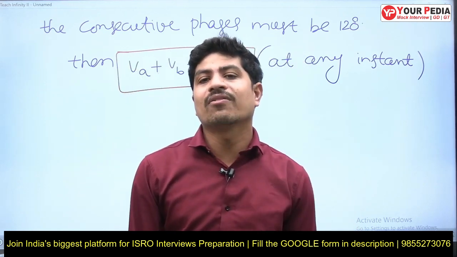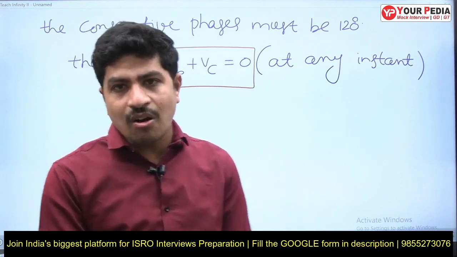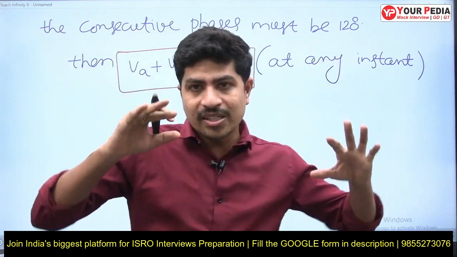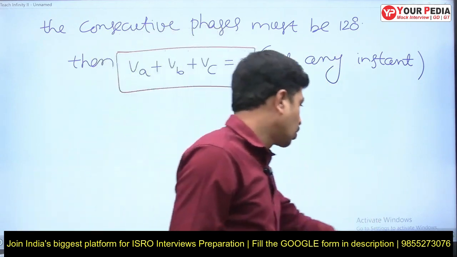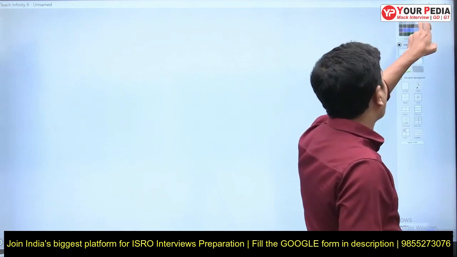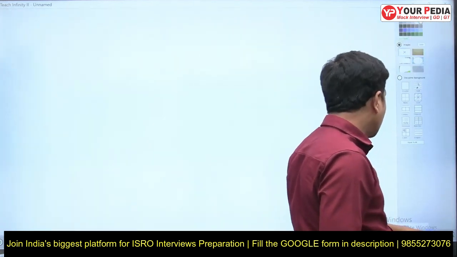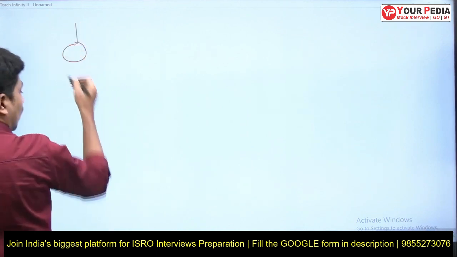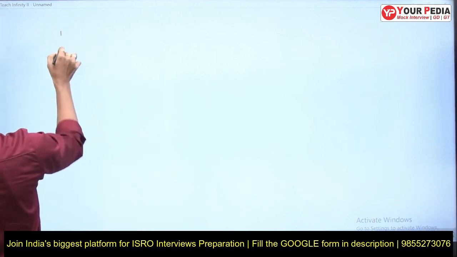Okay, so this is the condition for voltages. Now, what is the condition for currents? Currents are not in our hands. Currents are in the hands of the source and load. Let's take some connection between sources and loads. From there I'm going to explain what it means by a balanced system. I have a three-phase system like this.